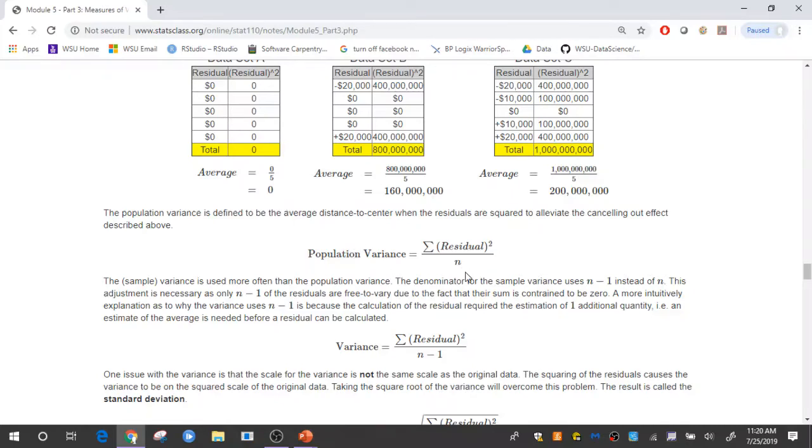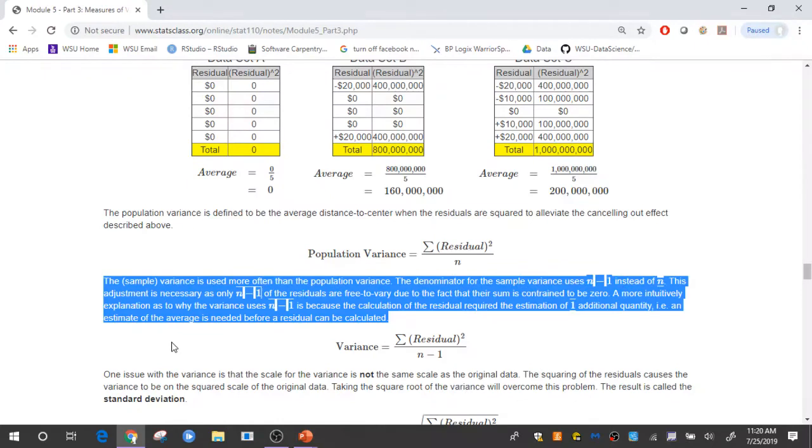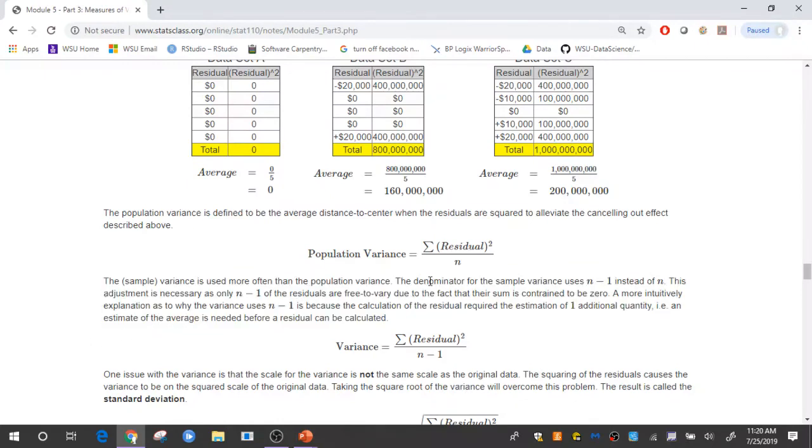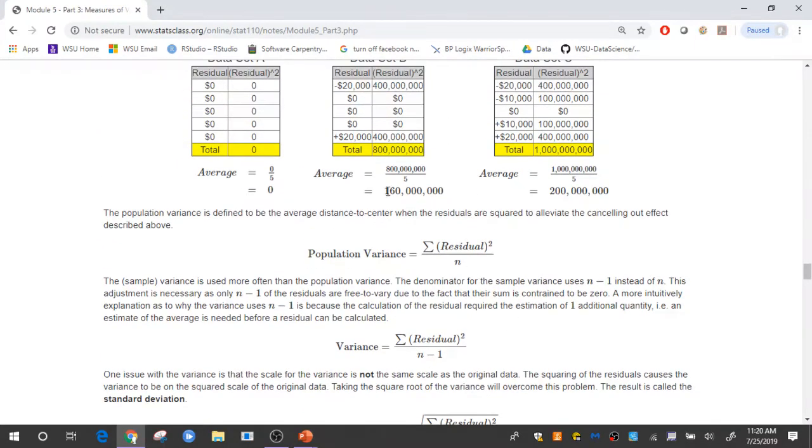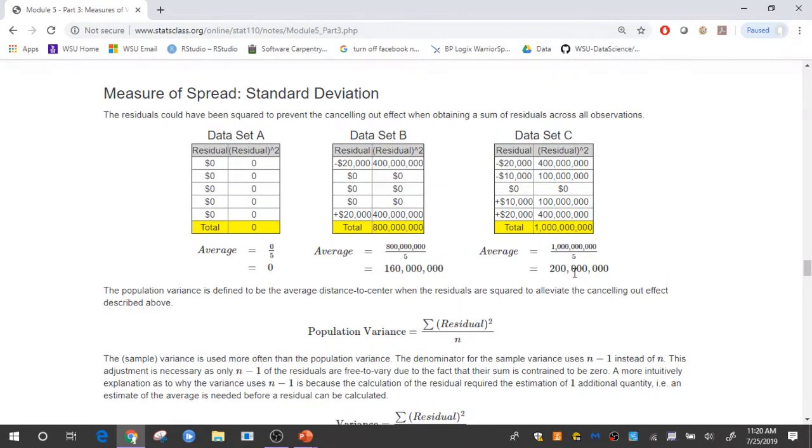Now, when we calculate this, we have various reasons for doing so, and they're described here in this paragraph. But what we end up doing when we calculate the variance is not use the number of observations, but the number of observations minus 1. So here, instead of using 5, I'm going to be using 4. And the other thing you're going to recognize is that these values are very, very high. I had incomes around 40,000, 50,000, and 60,000, and my average distance to the middle here is 160 billion. Likewise, for data set C, it's at 200 billion.